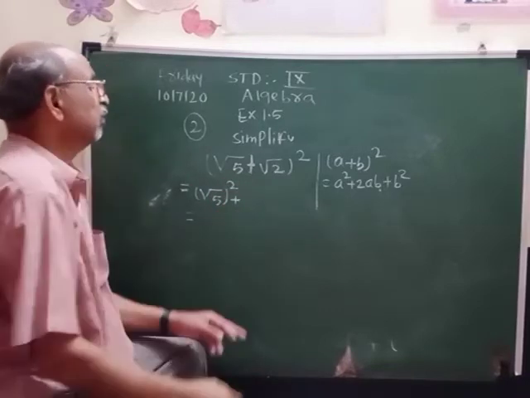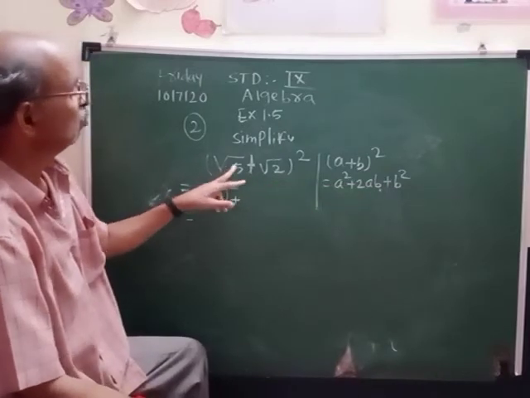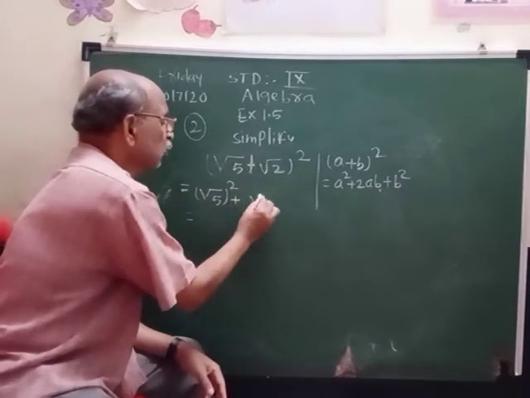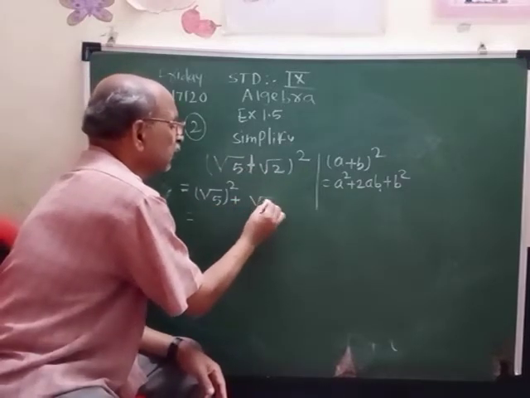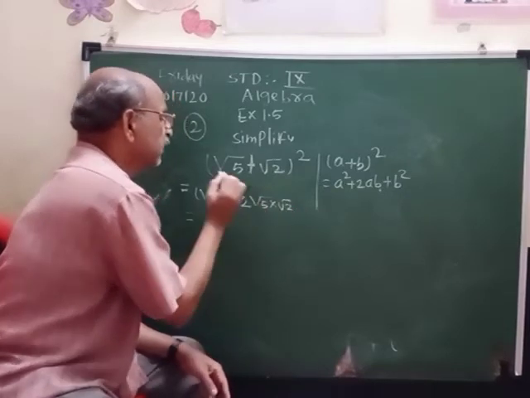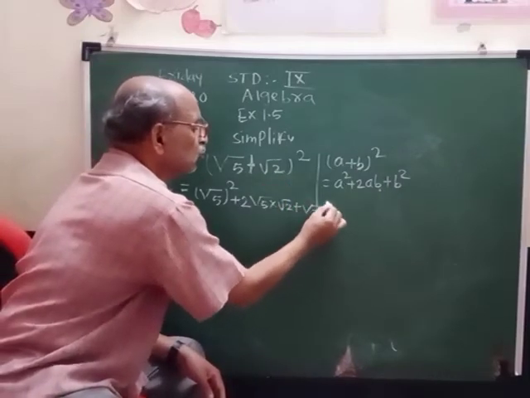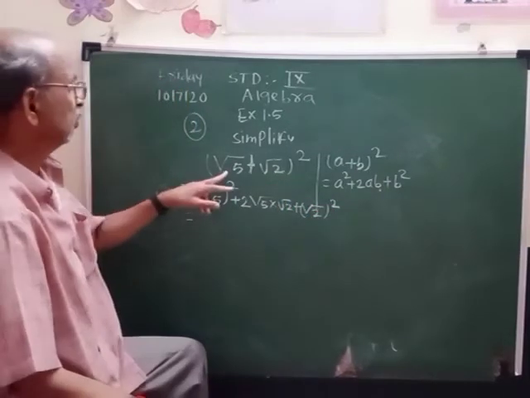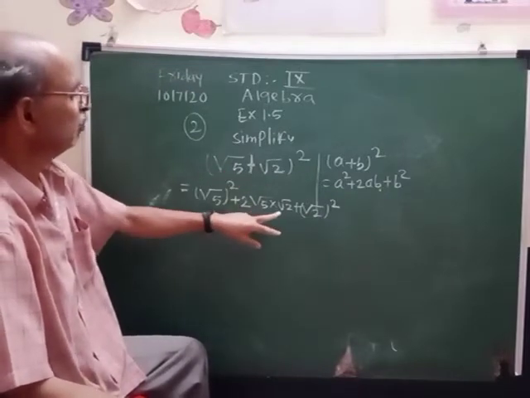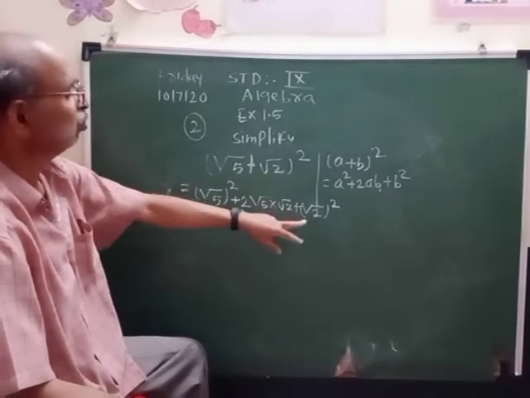plus the second term, 2 into ab. So here a is root 5 and b is root 2, both are irrational numbers, so we can multiply root 5 into root 2. And 2 times of it, so that is 2. And the last term b square, so that is root 2 square. Square of the first term, root 5 square, multiplication of a and b, that is root 5 into root 2, double of that, so 2. And again the last term square, so root 2 square.